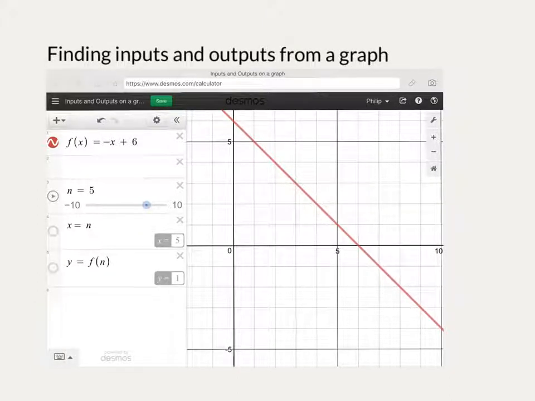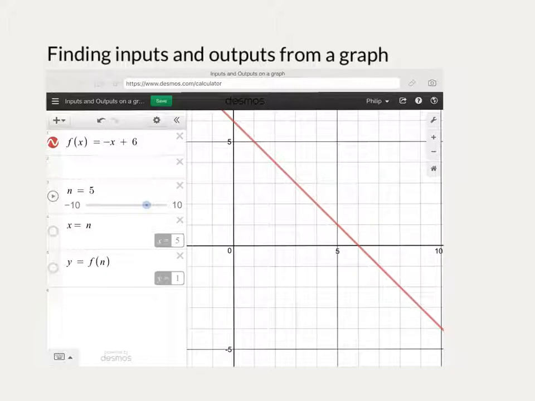Hello. This video is going to be about finding inputs and outputs given the graph of a function. So what you see in front of you is a video of Desmos. It's an embedded browser window. What I'm going to do is walk through this Desmos example to see how we can not only use Desmos effectively, but also use this as an opportunity to talk about graphs in general.